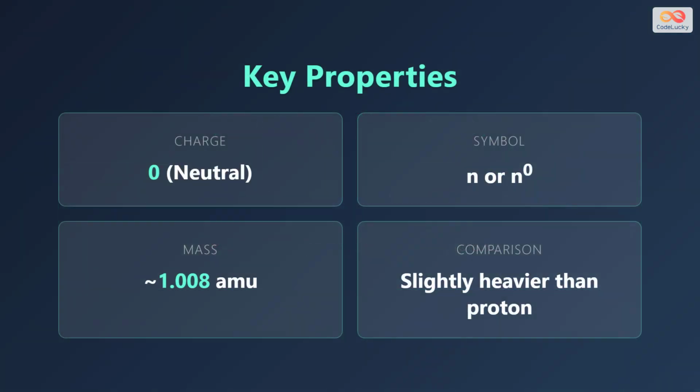Let's look at the key properties of neutrons. First, neutrons have zero charge, making them completely neutral. They are represented by the symbol N or N0. Neutrons have a mass of approximately 1.008 atomic mass units, which is slightly heavier than a proton. In fact, neutrons are just a tiny bit more massive than protons, though both contribute similarly to the atom's overall mass.